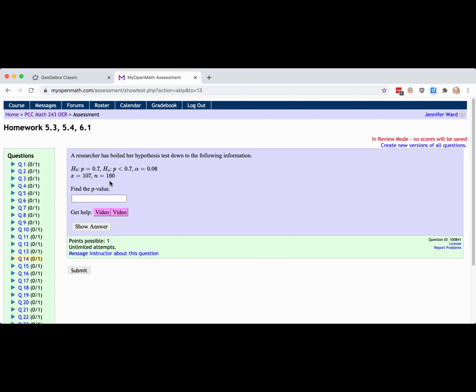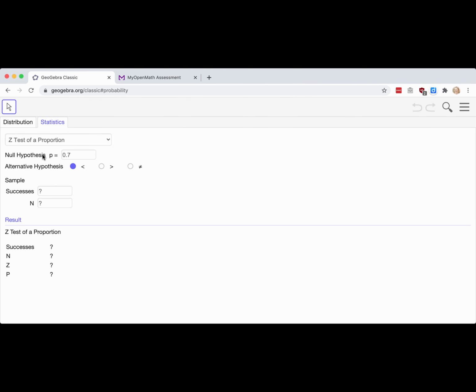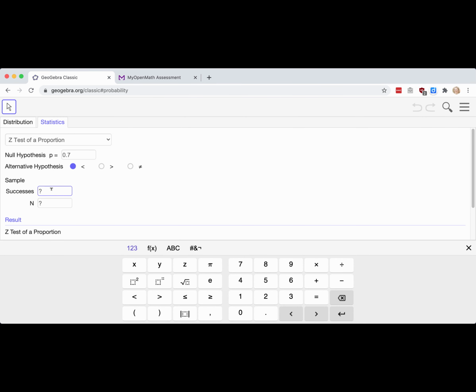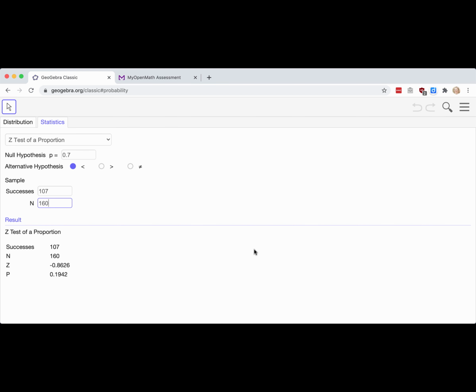So 107 and 160 are the numbers that I want to remember, because the next part of the box is how many successes there are: 107, and the sample size is 160. You'll notice that sometimes you'll see a capital N, sometimes a lowercase n. That's okay, as long as you understand that it is the sample, and the successes, that's your x, is how many successes you had out of that sample. We don't need this keyboard part down here, so we can x out of that.